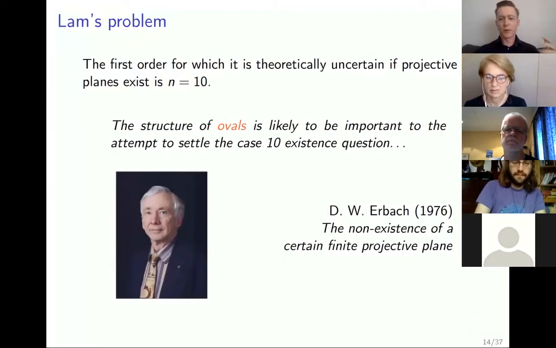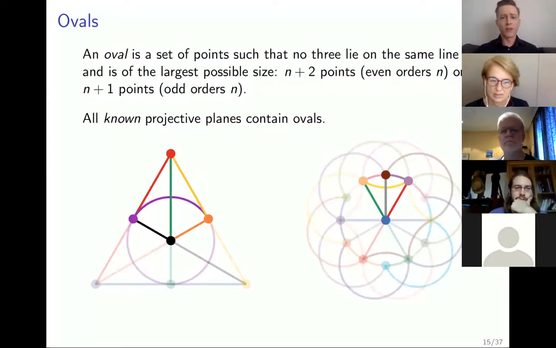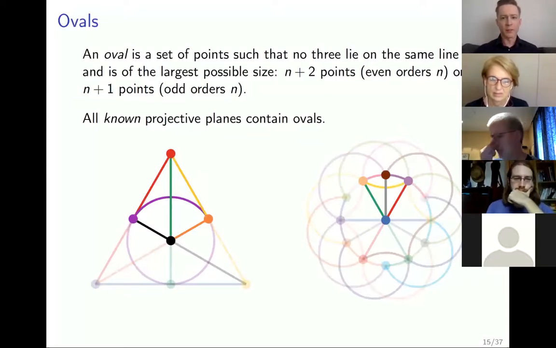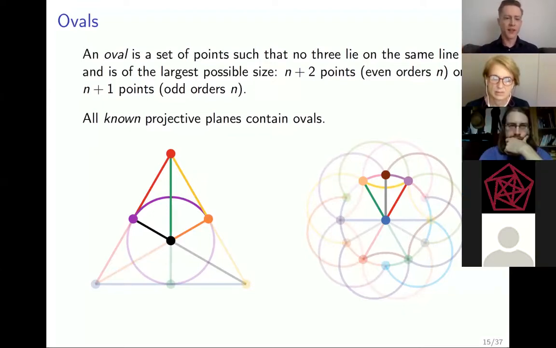Here's one quote from Urbach in 1976. And this is where he brought up, okay, well, these ovals should be an important subcase to try to resolve this Lamb's problem. And so what is an oval? An oval is just a set of points where no 3 points in the oval lie on the same line, right? It's also going to be of largest possible size. This is either n plus 1 or n plus 2 points, depending on the parity of n. But the interesting thing is that all known projective planes contain ovals. And indeed, I've shown you 2 projective planes here, and I've highlighted an oval in each of them.